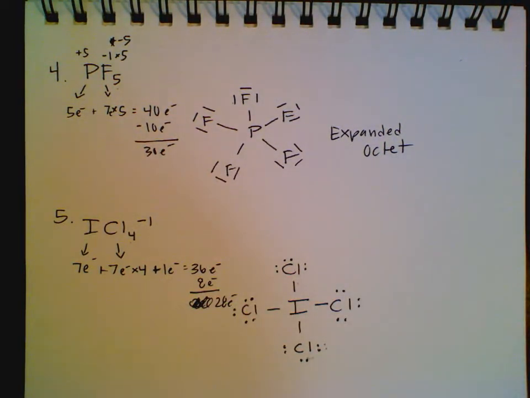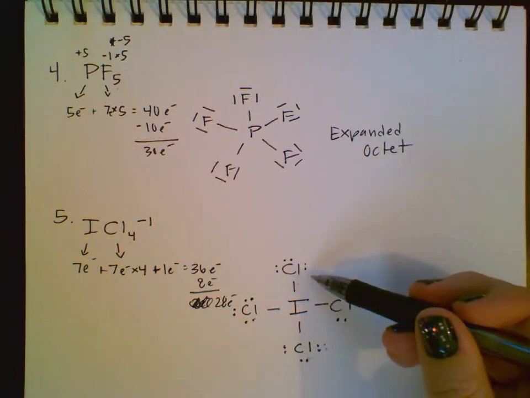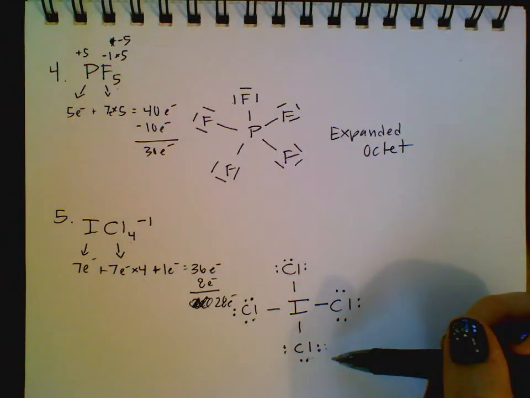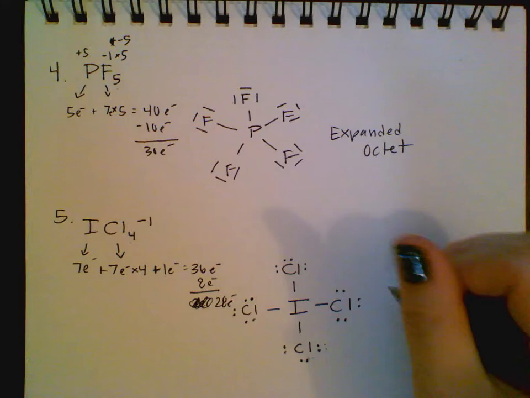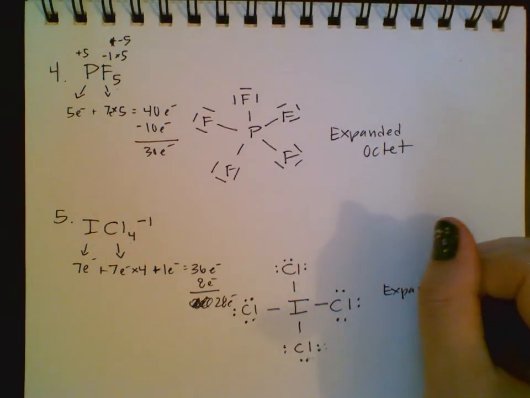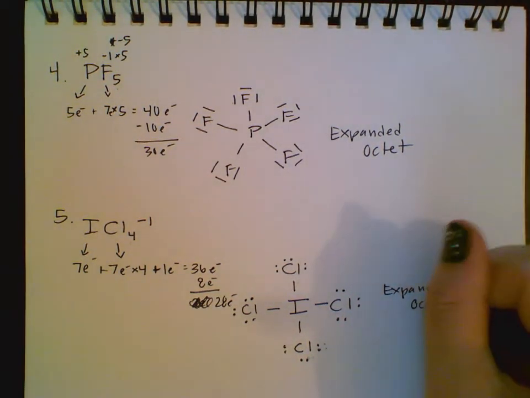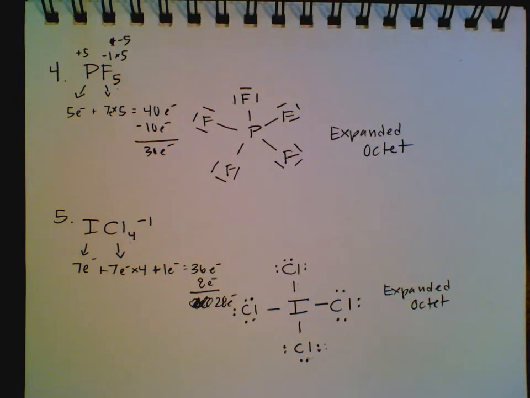Okay. So you say to yourself, well, all of my Cls have a full octet, and my iodine also has a full octet. So what the heck is going on here? This is another type of expanded octet that we see. So iodine exists in the third period or lower, so it can have an expanded octet.